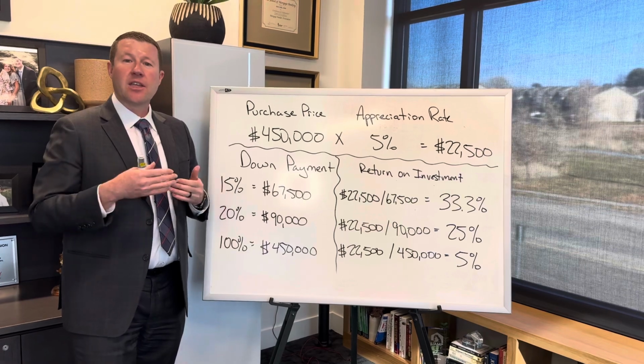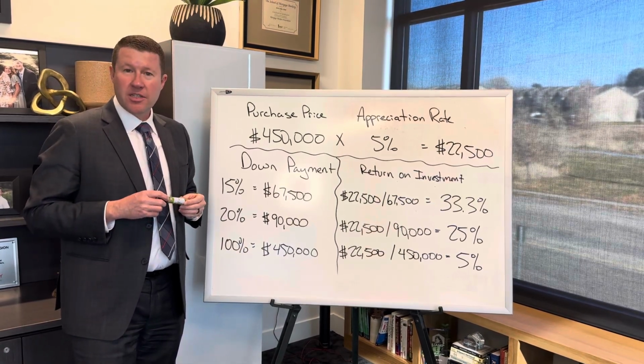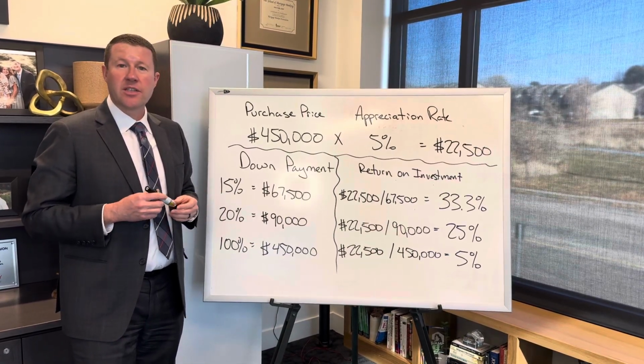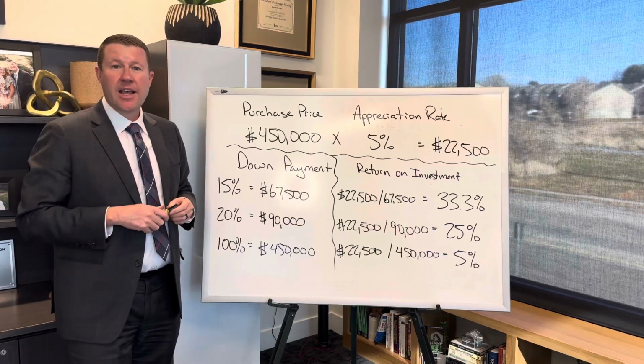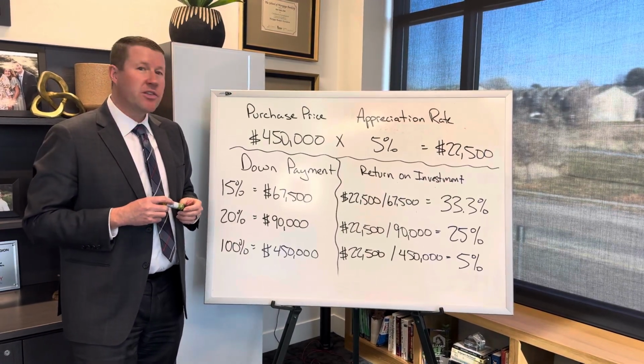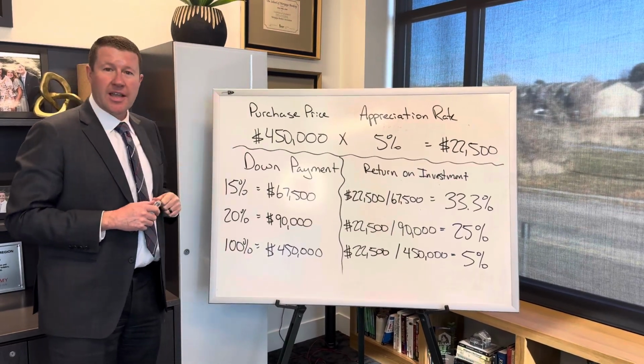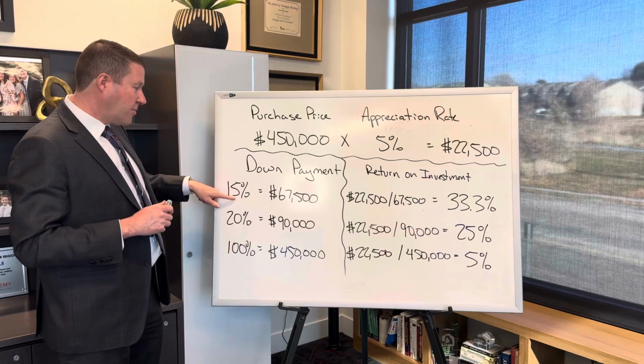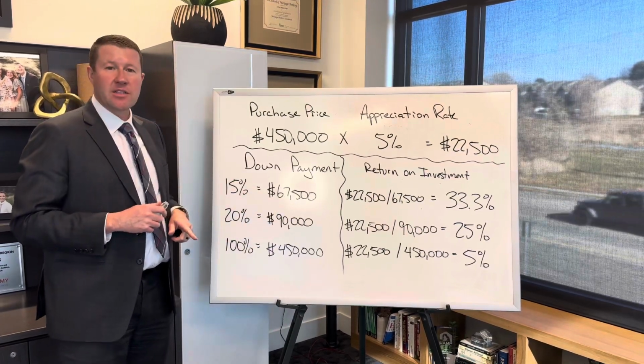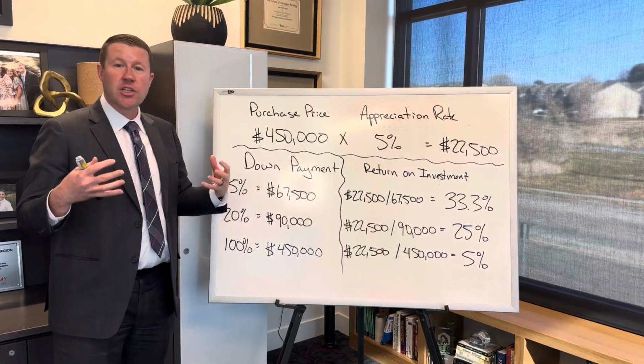And I want to add into the equation a concept and a principle that we call leverage, or how does borrowing funds affect that overall return on investment. So to illustrate that, let's say that we have a down payment options on that $450,000 purchase price. At a 15% down, that would be $67,500 cash that you would have to put in.